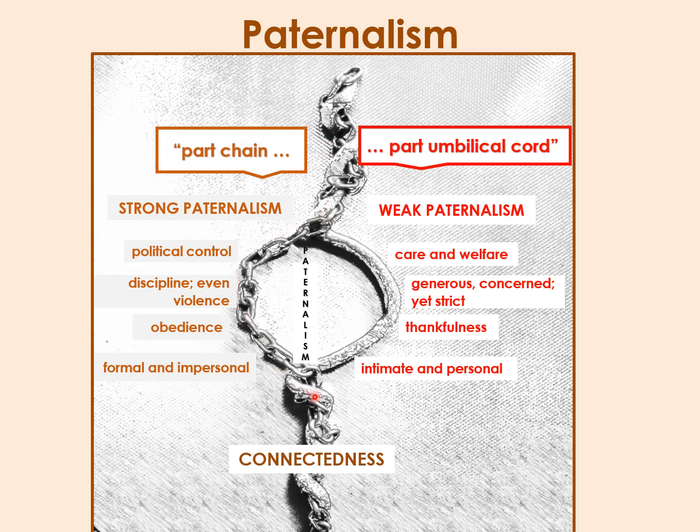It is being split here, the chain aspect and the umbilical cord aspect, where the chain aspect refers to strong paternalism and furthermore to control, political control and the manner of governing, and more personally to discipline and even the use of violence on the subordinates, with the emphasis on total obedience towards the patriarch or father, thus a formal and impersonal relationship or connectedness.